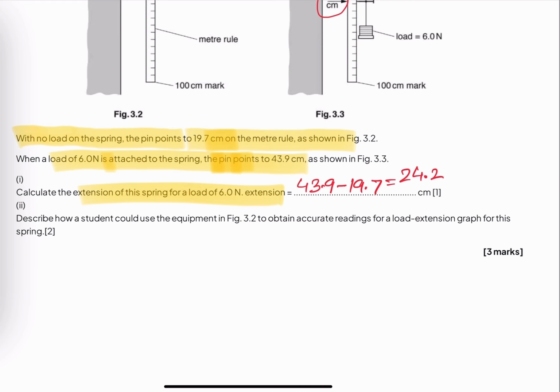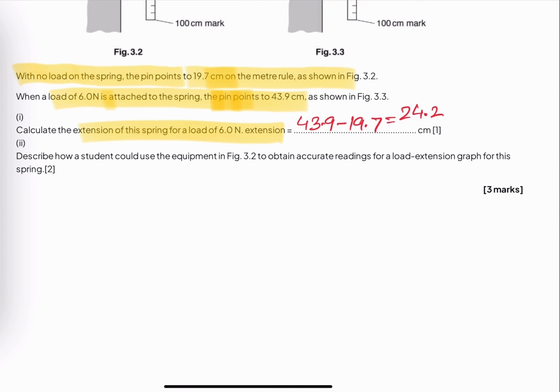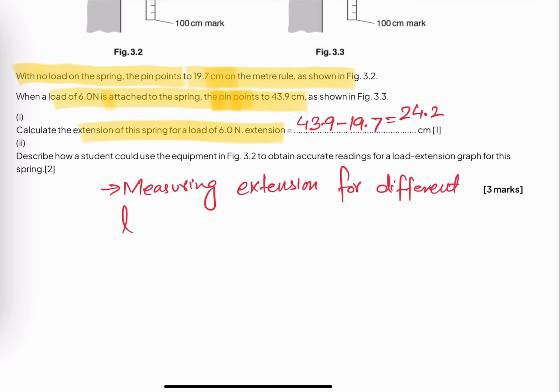In the next part, they're asking you to describe how a student could use the equipment in figure 3.2 to obtain accurate readings for a load extension graph for the spring. Okay, there are many possible answers. Some of them are measuring extension for different loads. Okay, we can change the load and measure the different extension for different loads.